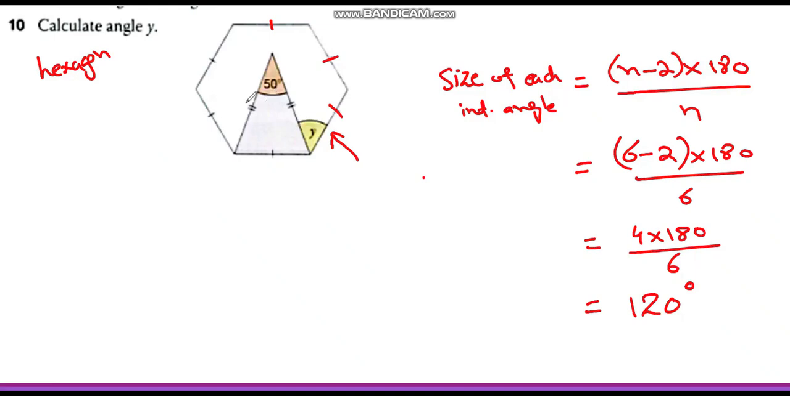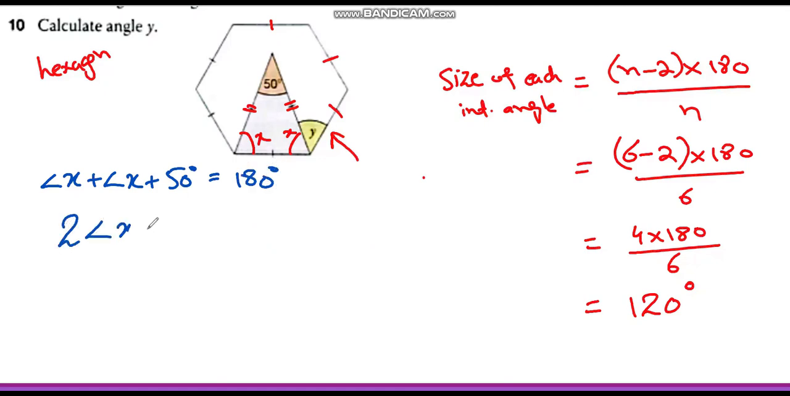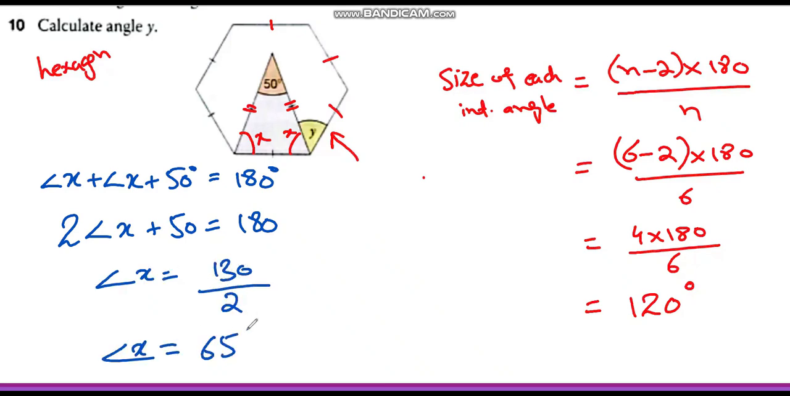For this purpose, let's consider this triangle as an isosceles triangle, which means the base angles will be equal in size. We can consider the base angles as x. To calculate x, we can write the equation for the sum of angles of the triangle: 2 times angle x plus 50 degrees should be equal to 180. For x, we can subtract 50 from the other side and divide both sides by 2. So it should be 130 divided by 2, and that should be 65 degrees.